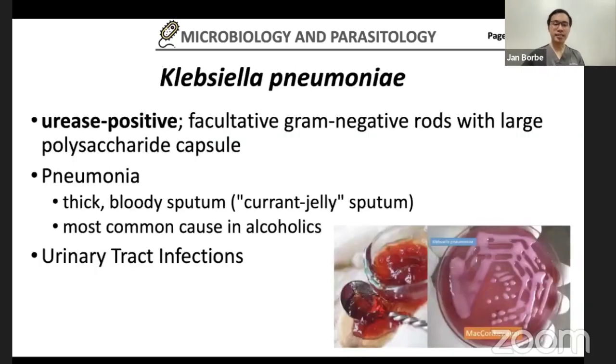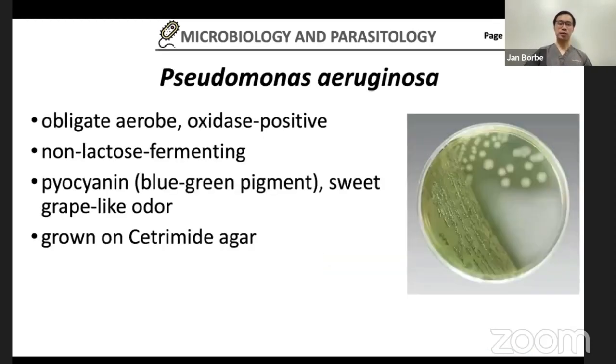Mag-aral na lang. Next, Klebsiella pneumoniae, urease positive, facultative gram-negative rods with large polysaccharide capsule. Okay, so you have the currant jelly sputum. So, yun yung buzzword natin. Okay? So, what else? Pag kinulture pala natin siya, because of its large capsule, ano siya? Madikit. Diba? Slimy, sticky. So, yun siya. Very mucoid colonies.